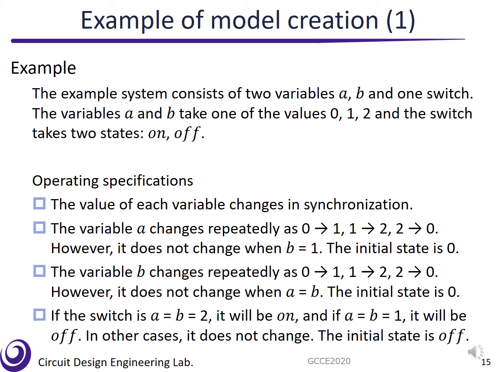If a equals b equals 2, the switch will be on. And if a equals b equals 1, it will be off. In other cases, it does not change. The initial state is off.